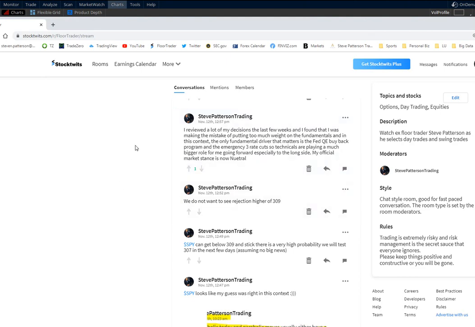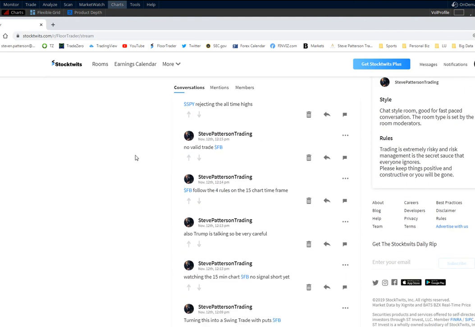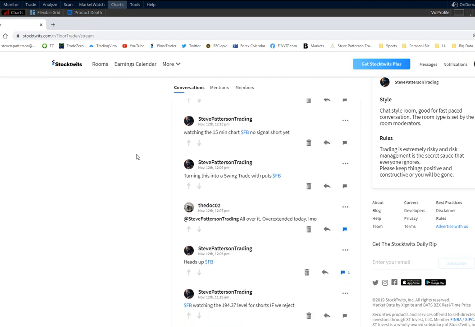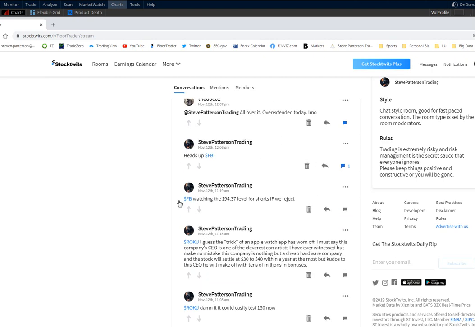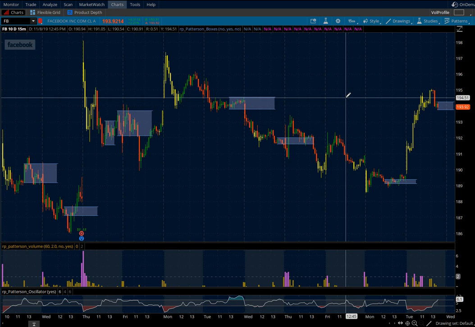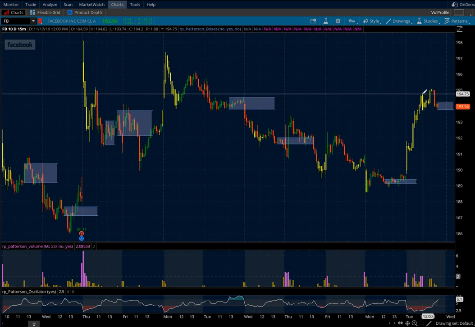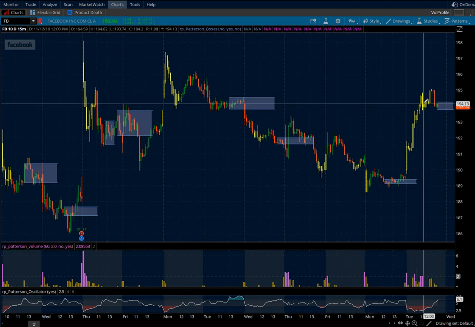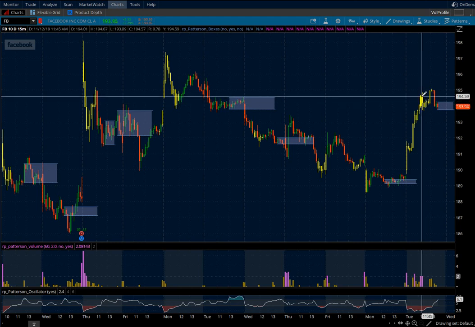So I said back here, early on Facebook, I am watching the 194.37 level for shorts. And notice the time, I said that at 11:19. So here's that level right there, and you can see we spiked up into that level and started to reject it. Now, we were already in a very high overvalued situation, so looking for a correction here was the right thing to do on a short-term time frame.